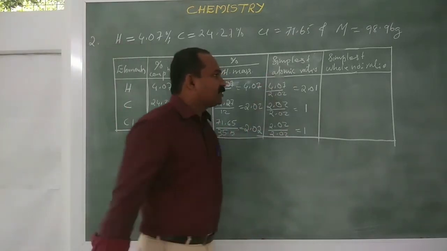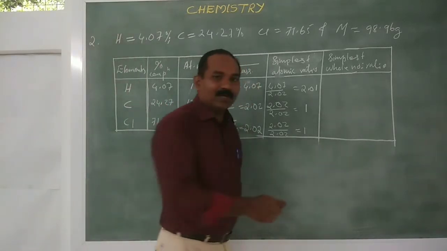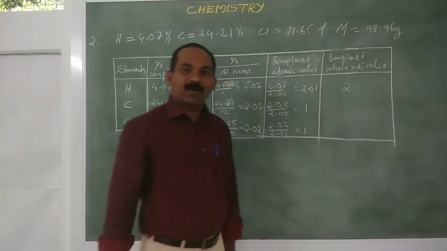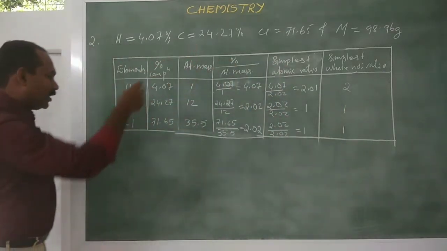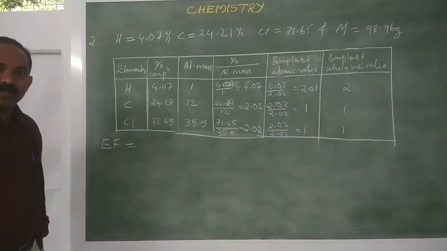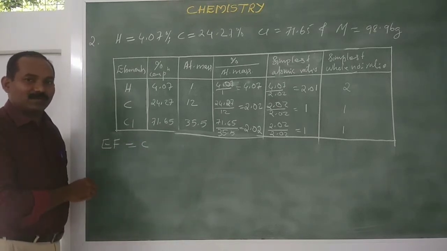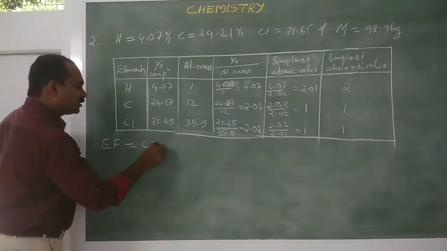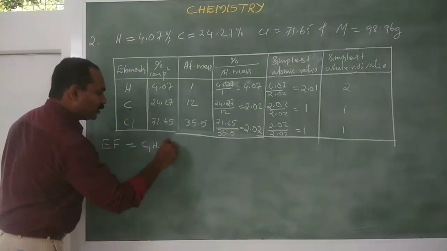Then the last column is the simplest whole number ratio. 2.01, you round off to 2. Then 1, 1. From that, we have to write the empirical formula. For an organic compound, we usually write carbon first. So carbon 1, then hydrogen 2, chlorine 1.